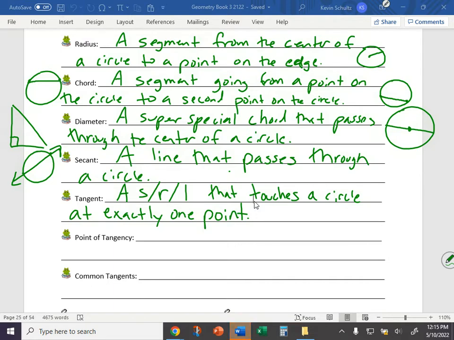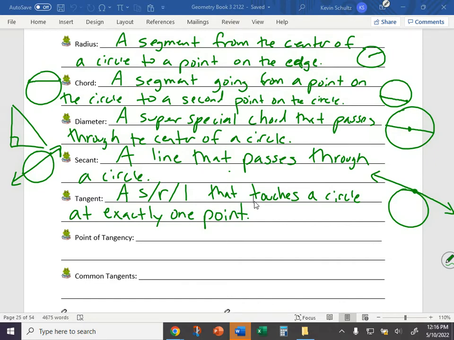So what a tangent does, here's our circle. Tangent comes down, just touches it on the end, right? And then continues on. This could be a segment, it could be a ray, it could be a line, it doesn't make a difference. But it touches the circle, it doesn't pass inside the circle at all. Touches the circle at exactly 1 point.